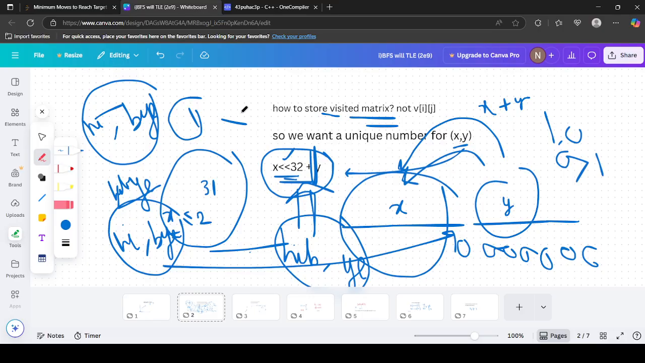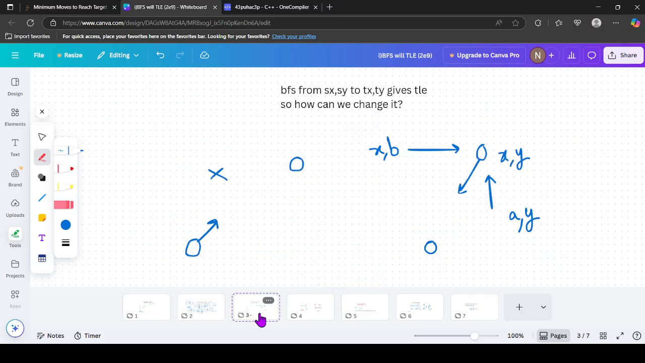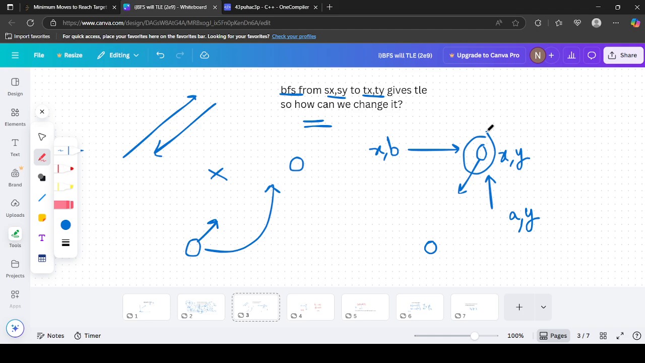So the first condition is achieved: we know how to find whether a coordinate is visited or not. Let's come to the second one. BFS from the starting point to the ending point will give TLE. So how can we change it? Instead of forward iteration, let's come from backward, because going forward is giving TLE, since we have to achieve both possibilities. But let's assume we are coming from the back and then find whether we can reduce or optimize anything.